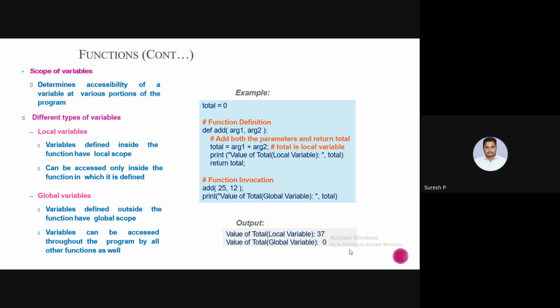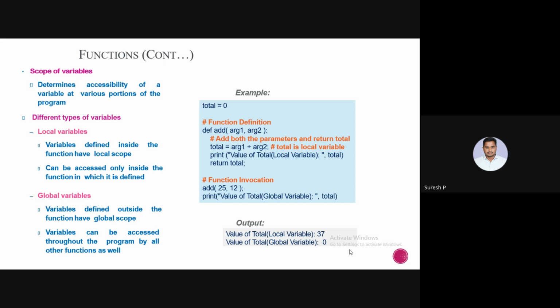Local variable means those variables will be used only within the function and within the local scope of that particular function. It can be accessed only inside of the particular function where it is defined or created. It cannot be accessed outside of the function. So that is called a local variable.